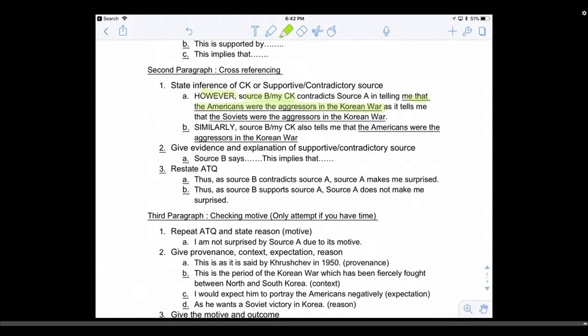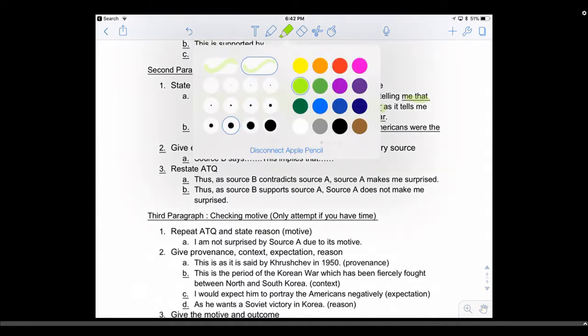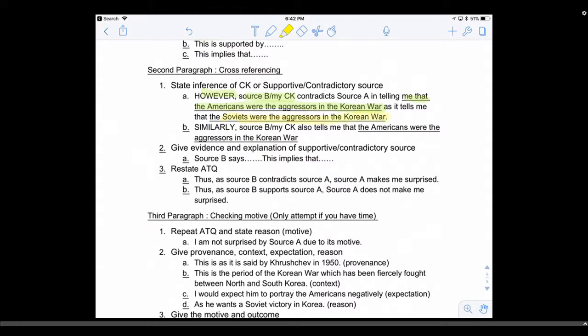This is what was said in the first paragraph. But now you give me the different one. It contradicts as source B or my CK tells me that instead of the Americans, it was now the Soviets who were aggressors in the Korean War. Now, can you see? I cannot emphasize this again. My criteria of comparison is the same, but my inference is different because one is talking about Americans, while the next one is about the Soviets. Opposing views, but with the same criteria, same topics. Please make sure that your topics are the same.